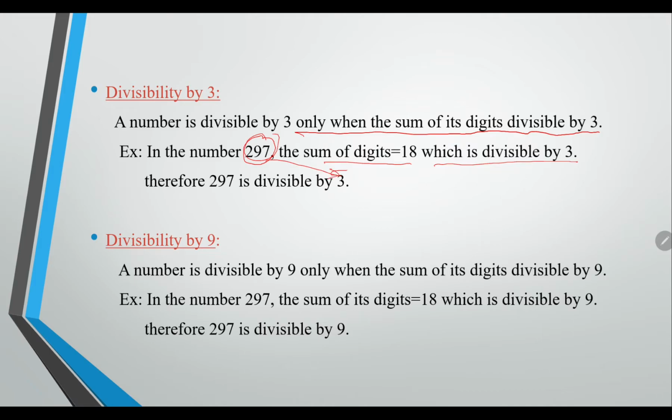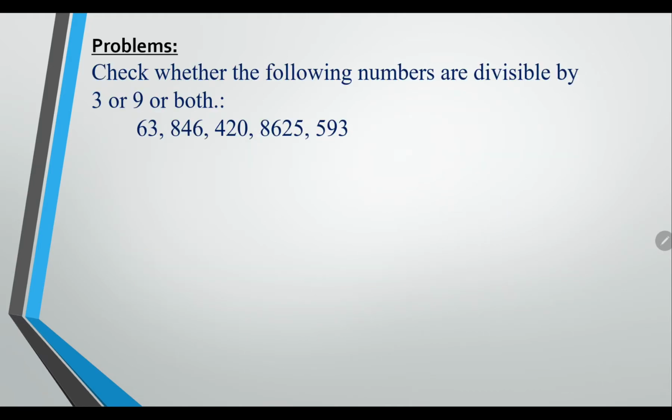Next, the divisibility rule of 9. A number is divisible by 9 only when the sum of its digits is divisible by 9. For example, again we consider 297, where the sum of its digits is equal to 18, which is divisible by 9, and therefore, as per the divisibility rule, 297 is divisible by 9. And we see the problems related to the previous topic.